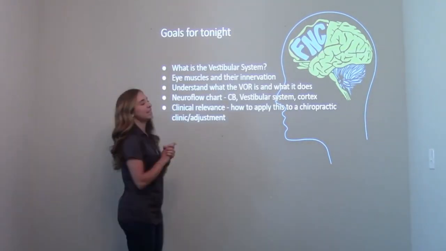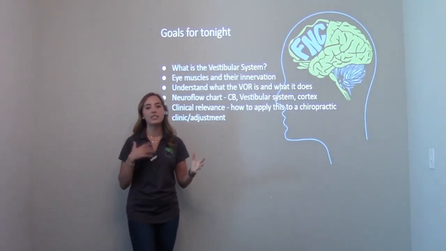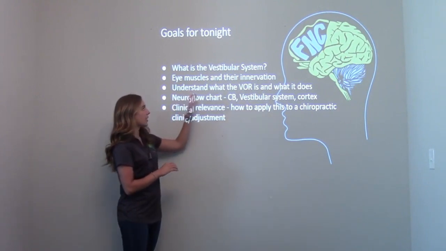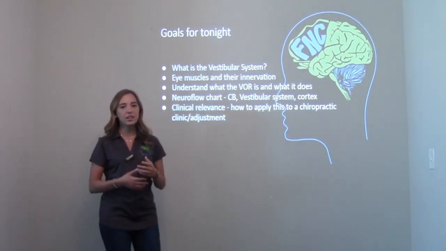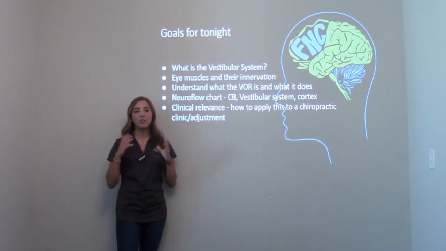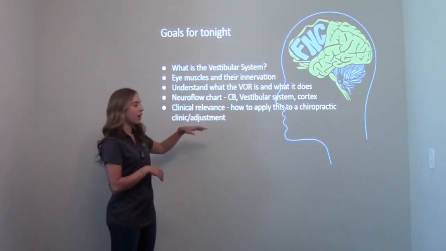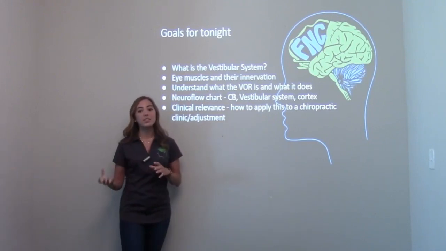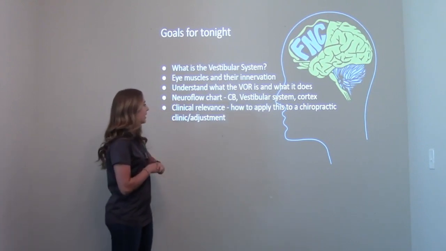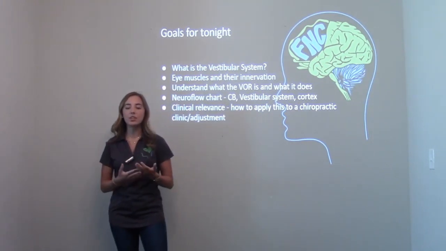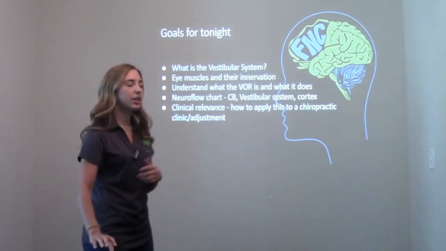So our goals for tonight, we're going to cover just the basics of what is the vestibular system, talk about some of the anatomy that makes up this system. We're going to cover eye muscles and their innervations so that we can build the pieces of our VOR, which is our Vestibular Ocular Reflex. So first we're going to learn about the vestibular system, add in our eye movements, and then we're going to understand the VOR. Then we're going to bring in the vestibular system component to our Neuro Loop that we've been working on every week. And then we're going to give you guys some clinical relevance of why this system is so important for chiropractors and how you can use the vestibular system in your patient rehabilitation.